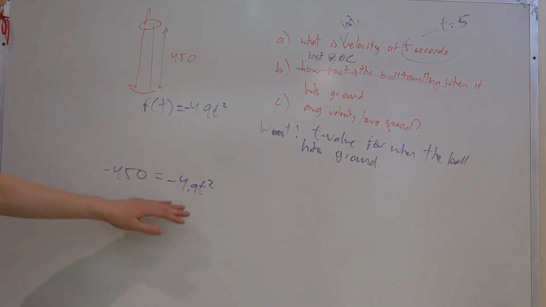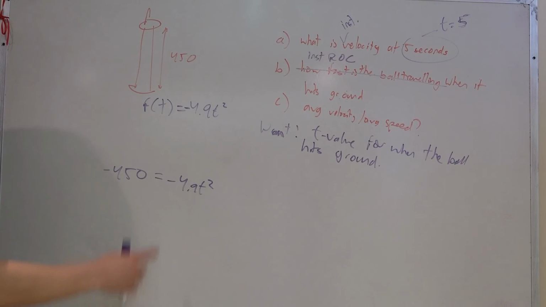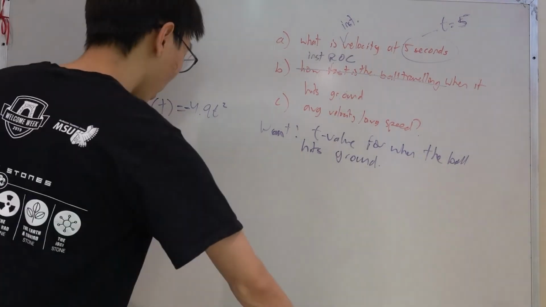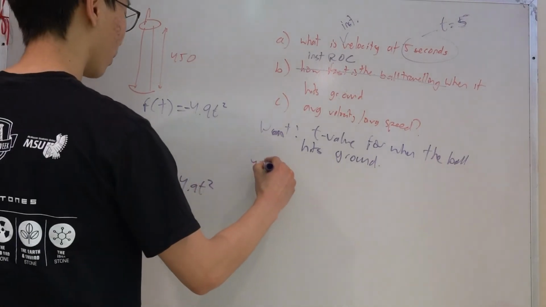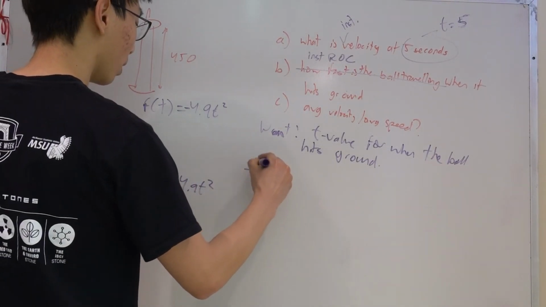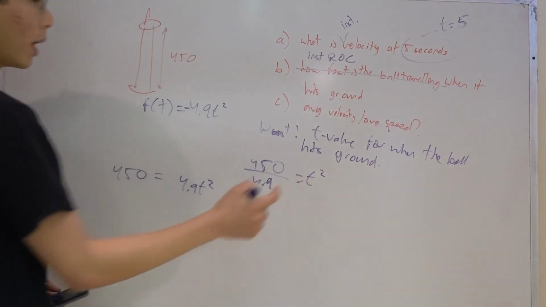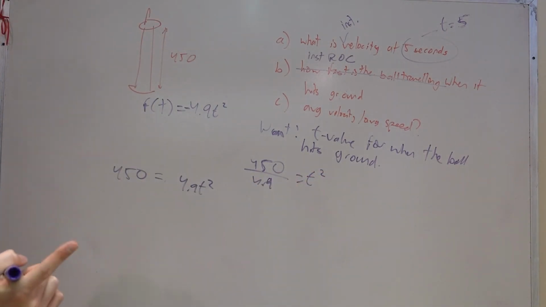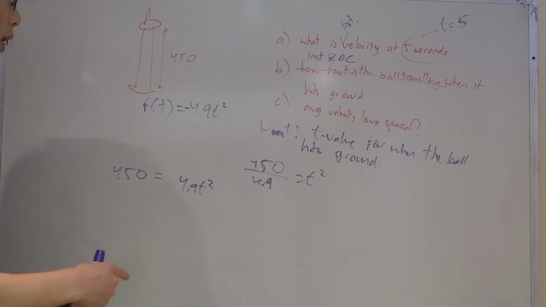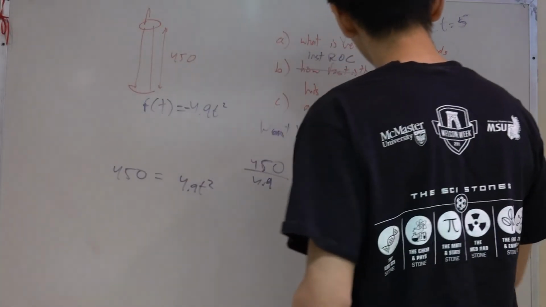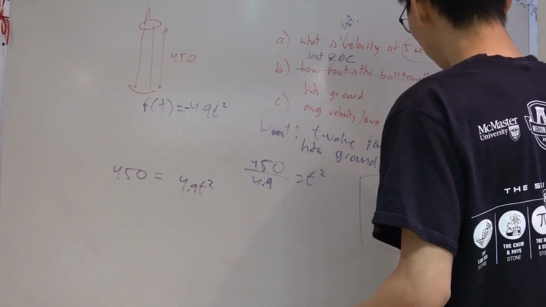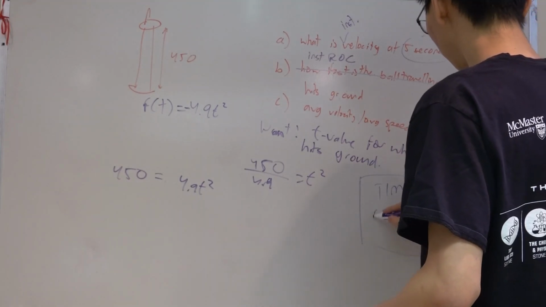Okay? So that means we just have to solve this equation. I'm going to solve it real quickly. The negative signs cancel out. 450 divided by 4.9 is some number. I'm not going to write it down. All I know is that this is equal to t squared. I want my t, the time, to be a positive number. Time can never be negative. Okay? Keep that in mind. I'll put it in a box right here. Time is not negative.